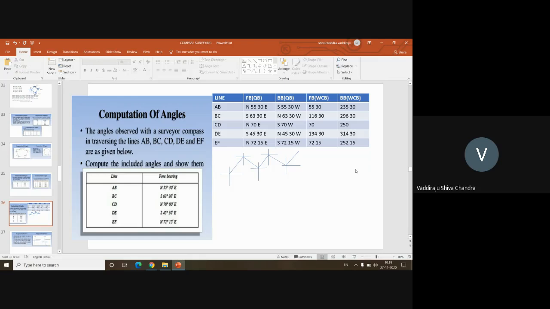Now you need to determine the angles. Which angles will you determine? Is there any angle at this point? You'll get an angle at this point, either interior or exterior. Again at this point, and again at this point. So you'll be getting angle B, angle C, angle D, and angle E. I'll note down the notations here. This is A, this is B, this is C, this is D, this is E.